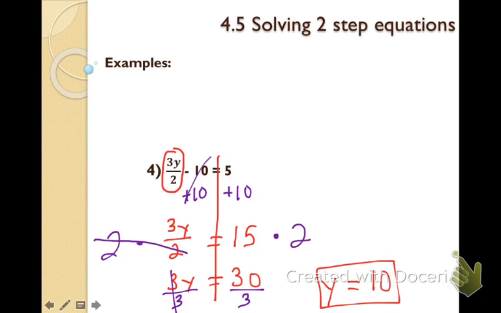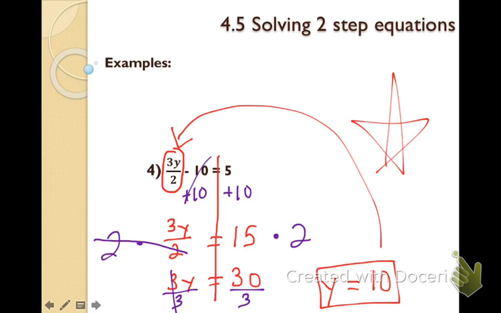Okay, easy to plug in. 3 times 10 is 30. 30 divided by 2 is 15. 15 minus 10 is 5. Double check that one. It is correct.